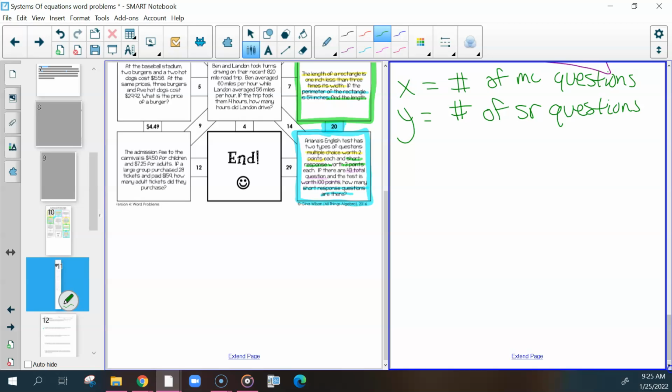For this one, still 4 numbers, so 3 of them are going to go together. Donna? Okay. No, go ahead. 2x plus 3y. So the point values need to go together to get the total score. Those need to go together.